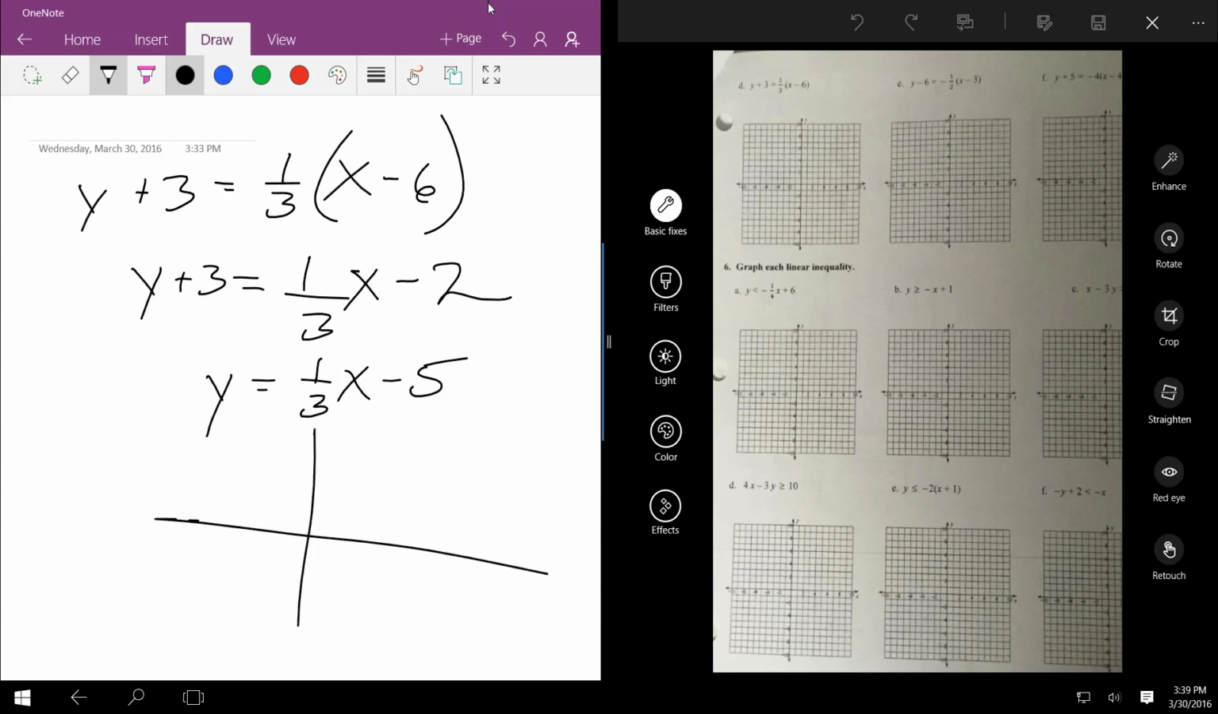Where do I start? Plot the y-intercept, which is -5. Now what? Then use the m, which is the number before the x, which is the slope, to graph out your line. So you'd go rise over run. Rise is 1, run is 3, so you'd go up 1 over 3.